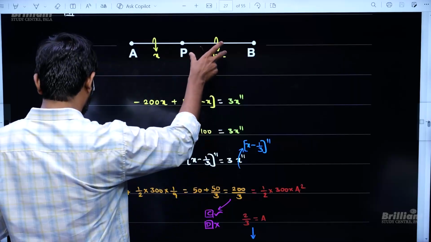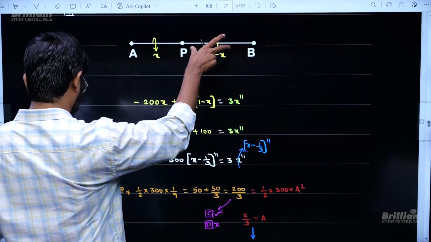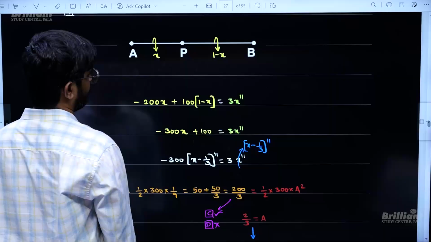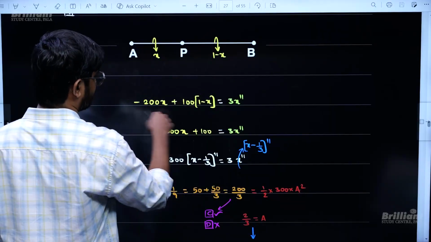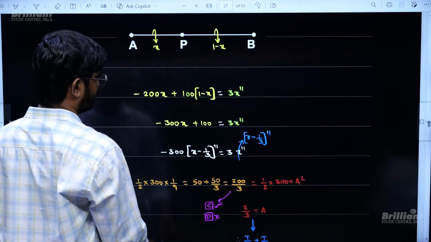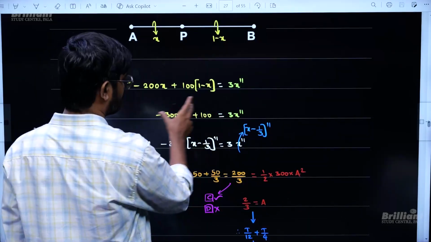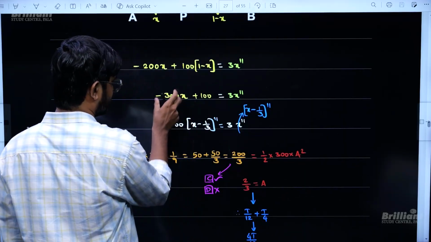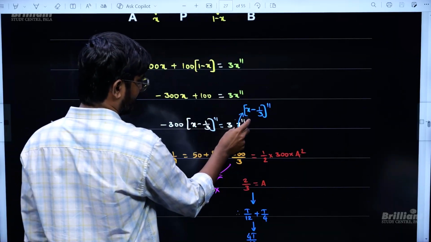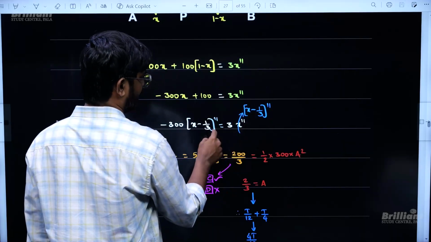Now similarly, this is 100 Pa bar, 100 Pa bar, 100 into 1 minus x in the positive direction. So that is the net force equals mass times acceleration. Now you should be able to see this looks like SHM format. To make you understand it, we will take minus 300 common, and x double dash we can write as x minus 1 by 3 whole double dash.